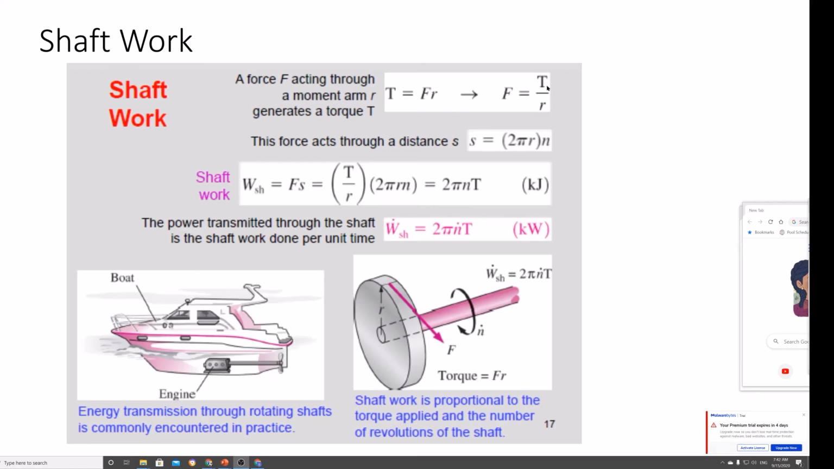So we have our force. We substitute T over r, from our previous definition of torque, and then multiply it times s. When we do that, the r's cancel out, and this is our final equation for shaft work. Then if we do it in terms of a rate, like revolutions per unit time, now we have power. All right, so this is visually everything that was explained here, and here's an example of that with a boat.